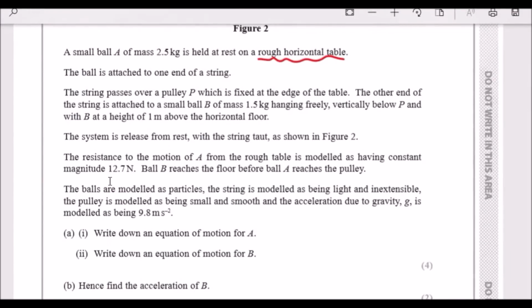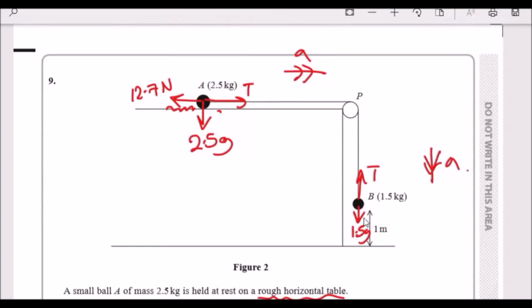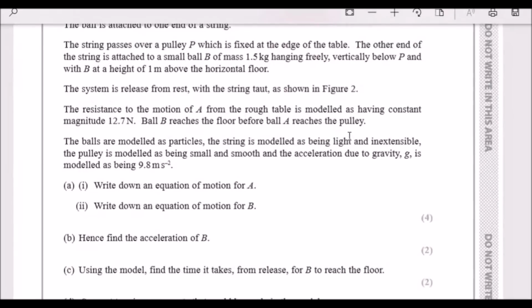Right, so ball B reaches the floor before ball A reaches the pulley, so we can say that the distance from A to P is greater than 1 meter. Now the balls are modeled as particles, and the string is modeled as being light and inextensible. The pulley is modeled as being small and smooth, and the acceleration due to gravity g is modeled as being 9.8. Standard stuff, very standard. Now part A: write down an equation of motion for A and for B. And part B: hence find the acceleration of B.